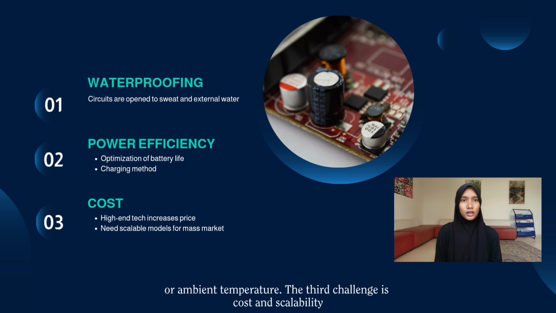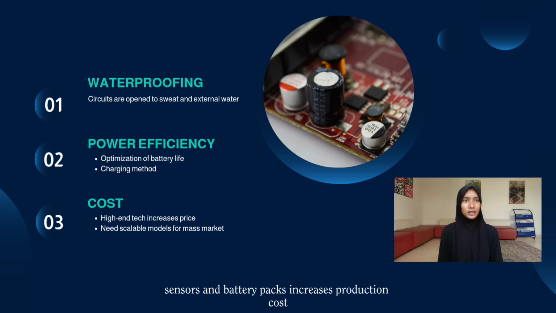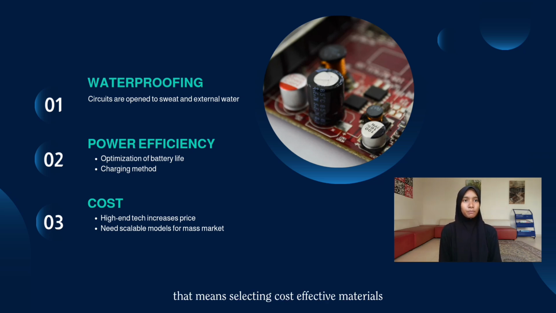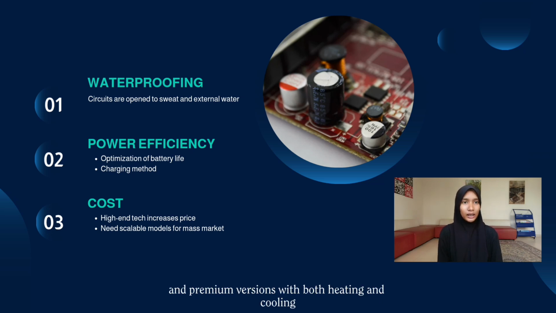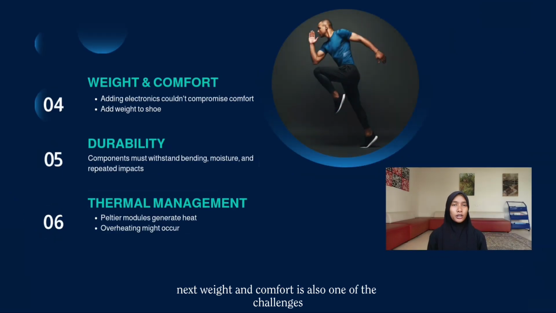The third challenge is cost and scalability. Adding smart heating and cooling features, sensors, and battery packs increases production costs. For widespread adoption, the product must be affordable. That means selecting cost-effective materials, designing for mass production, and possibly offering multiple product tiers. For example, basic models with heating only and premium versions with both heating and cooling. Balancing innovation with cost efficiency is crucial to make this product accessible not just to niche users but also to the broader consumer market.